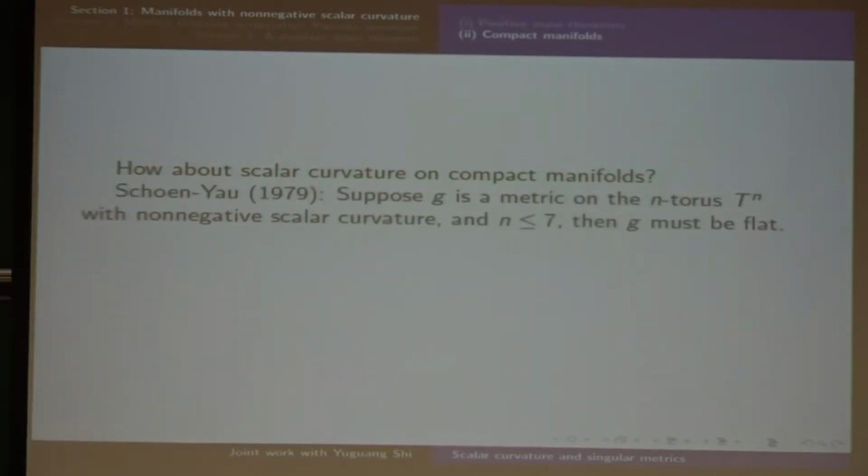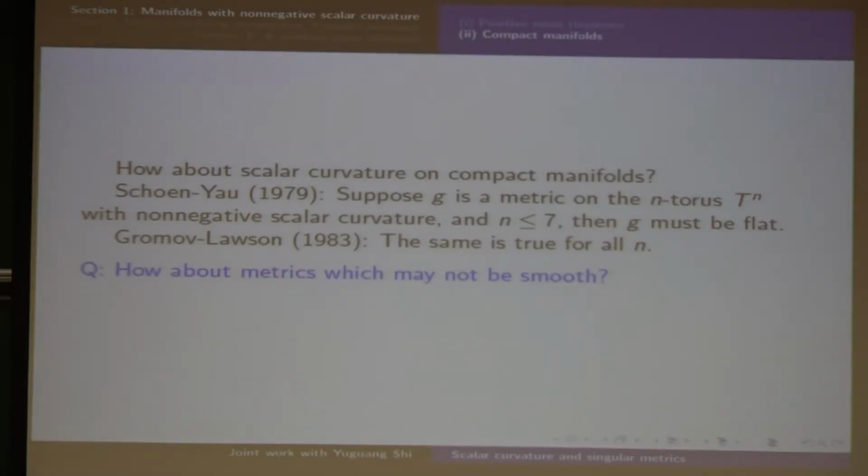In the same year, because they basically use the same technique, but of course it's quite different, that means they use minimal surfaces. Therefore, at almost the same time, or maybe before the positive mass theorem, they proved that if g is a metric on the n-torus with non-negative scalar curvature, if the dimension is less than 7 because they use minimal surfaces, then g must be flat. This is also true for all dimensions, proved by Gromov and Lawson.